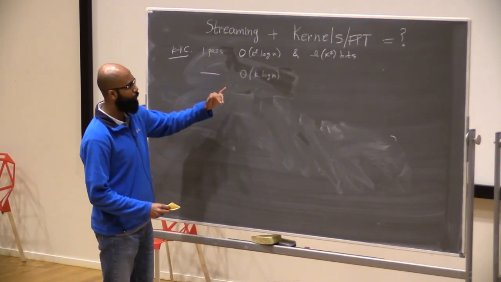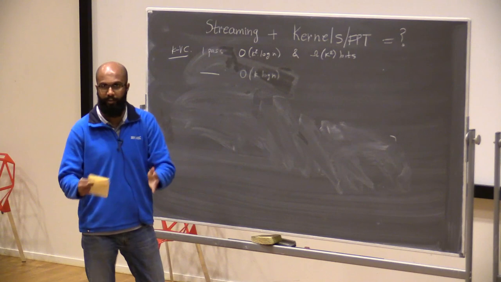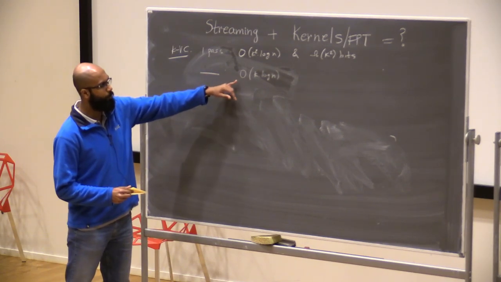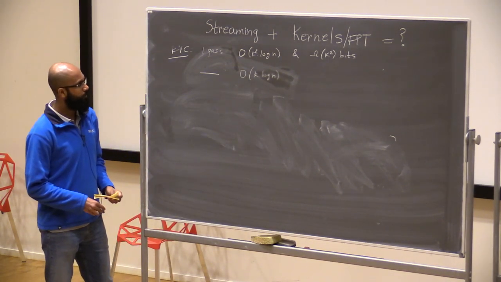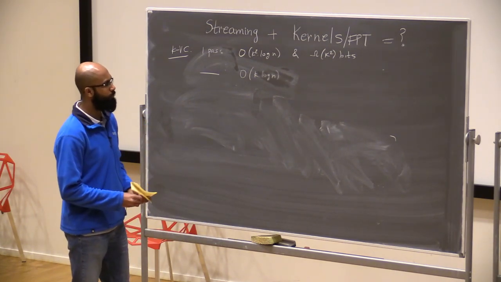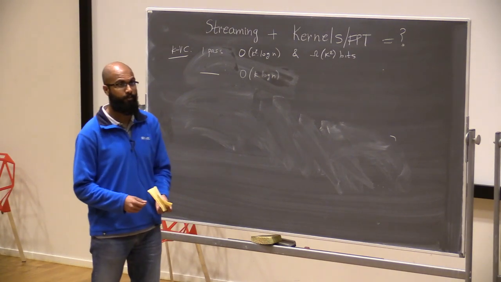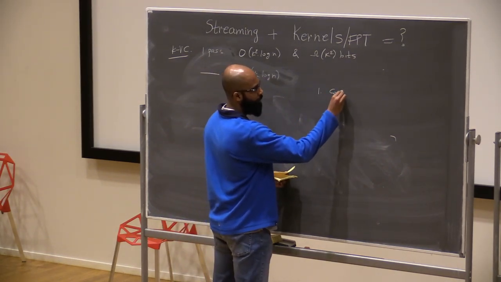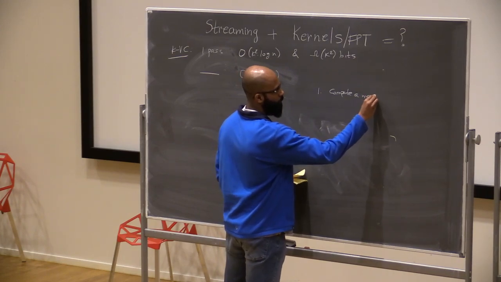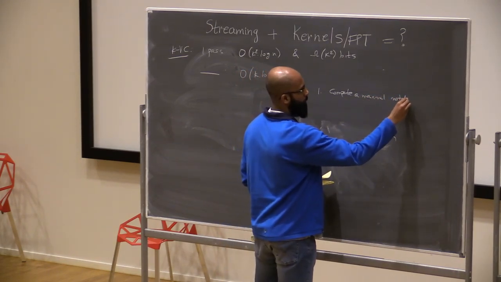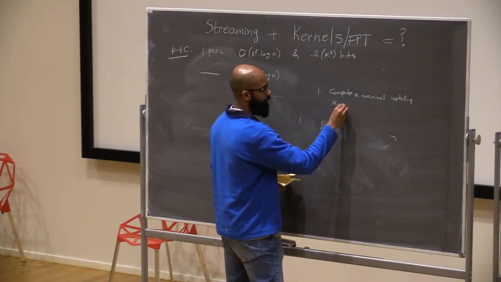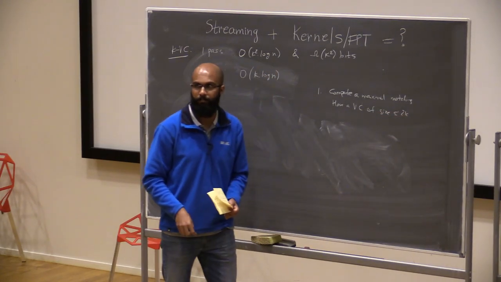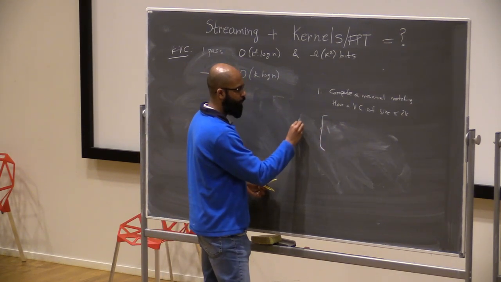So now I only want to store k log n bits in total, either as vertices or edges, and I ask how many passes we need to be able to reduce this storage. One idea would be to use iterative compression. In the first pass, compute a maximal matching. So now I have a vertex cover of size at most 2k. And now I have k compression steps.